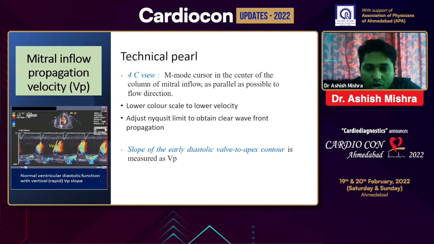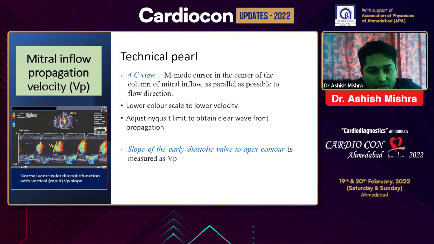Mitral inflow propagation velocity: the assessment starts by achieving a four chamber view. The M mode cursor is placed in the center of the column of the mitral inflow signal, parallel to the flow direction. This is the apical four chamber view, and the M mode with the color component is placed just at the tip of the mitral inflow, and we assess from the apex to the valve.